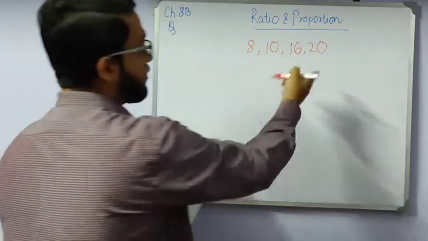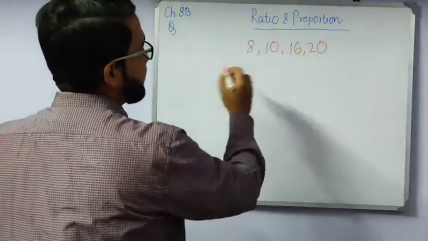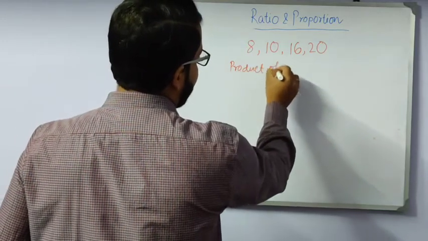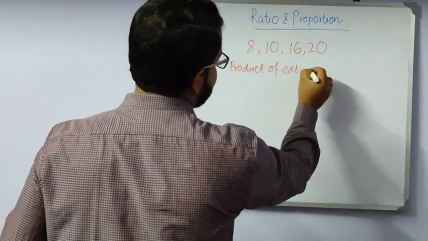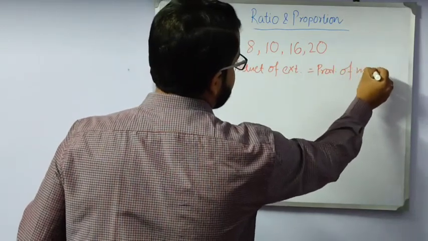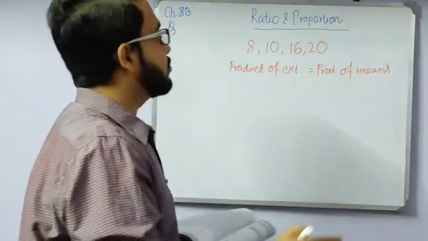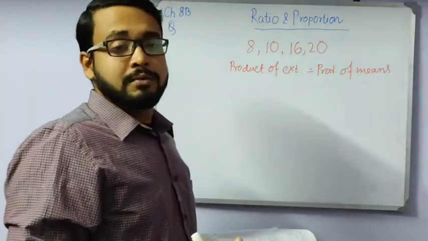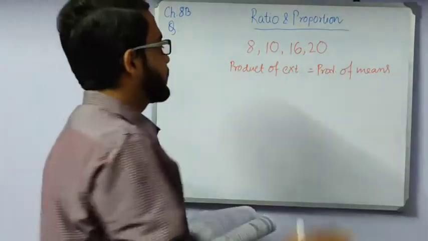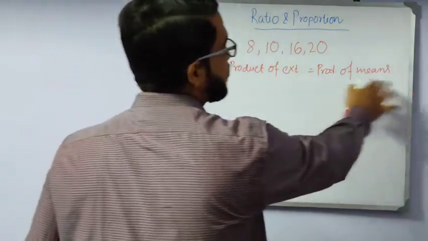Are these 4 numbers in proportion or not? How can we find it? The product of extremes is equal to the product of means. I am writing it in short here, but when you write in the exam, write in full form, otherwise marks will be cut. Product of extremes is equal to product of means.